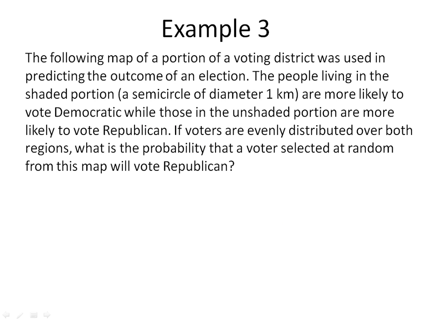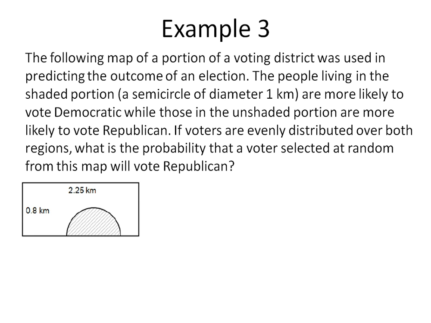Okay, example 3. The following map of a portion of a voting district was used in predicting the outcome of an election. The people living in the shaded portion, which is a semicircle of diameter 1 kilometer, are more likely to vote Democratic, while those in the unshaded portion are more likely to vote Republican. If voters are evenly distributed over both regions, what is the probability that a voter selected at random from this map will vote Republican? So, once again, we simply find the areas of the two parts that are involved and determine what the ratio is.